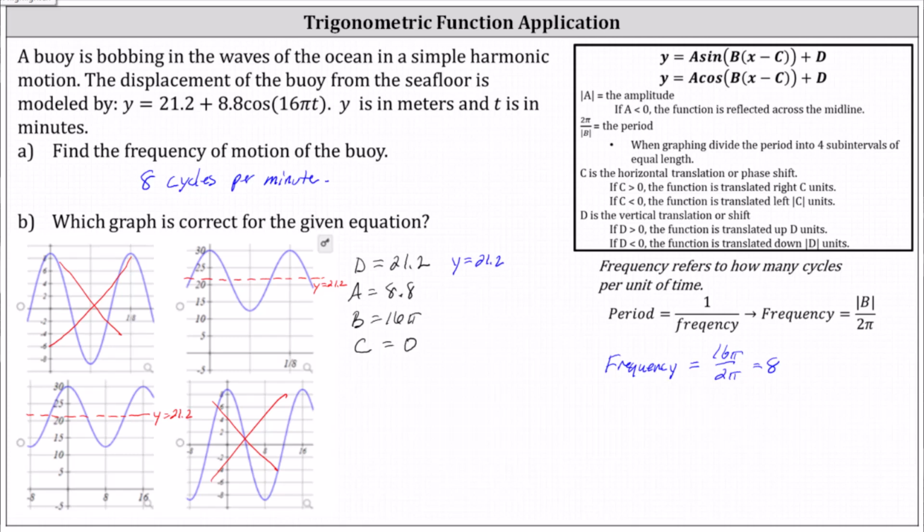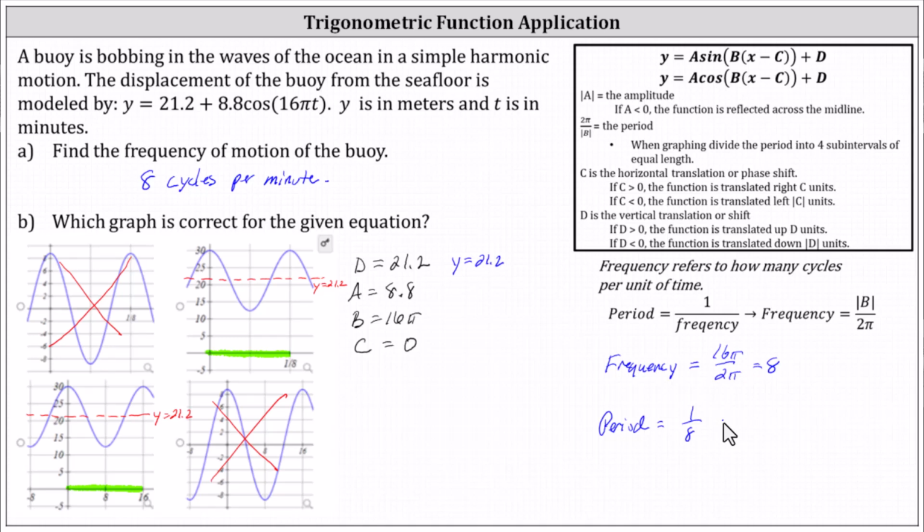And now let's take a look at the horizontal axis. Notice for the remaining graph in row 1, the period is 1/8 minutes, and the period for the graph in the second row is 16 minutes. And again, the period is equal to 2 pi divided by the absolute value of b, or the reciprocal of the frequency. And since we already found the frequency to be equal to 8 cycles per minute, we know the period must be equal to 1 divided by the frequency, or 1/8, which again we can also determine by taking 2 pi and dividing by the absolute value of b.